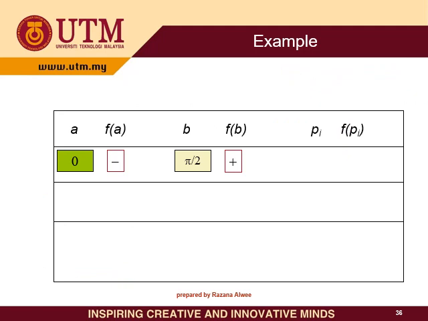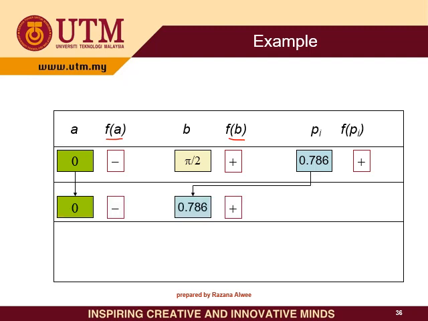Okay, this is the table that I mentioned to you before. If you remember, I asked you to take note of the sign for our a and b. If you remember, our a here is 0, b is pi over 2. The sign of f(a) is negative for a and positive for b. Then if you calculate your p1, the first p, the sign is positive. So we should replace the b position with p1. So this is your b1 for your second iteration.